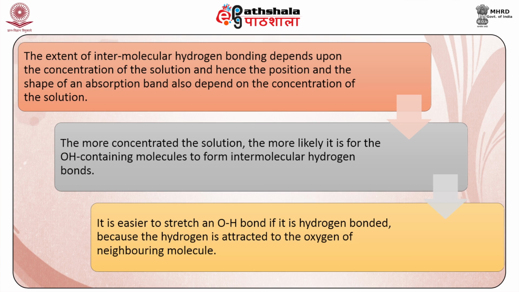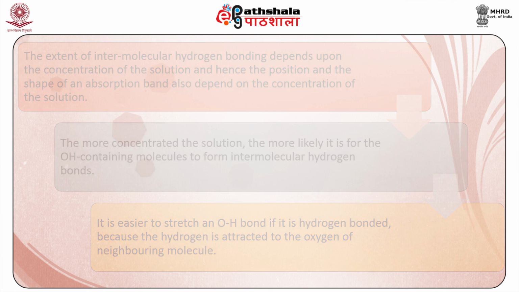Now, the extent of intermolecular hydrogen bonding depends on the concentration of the solution, and hence the position and the shape of an absorption band also depends on the concentration of the solution. The more concentrated the solution is, the more likely it is for the OH containing molecules to form intermolecular hydrogen bonds. It is easier to stretch an OH bond if it is hydrogen bonded, because the hydrogen is attracted to the oxygen of the neighboring molecule.